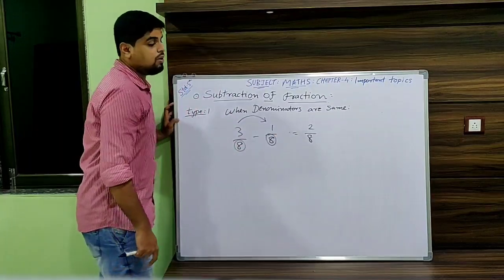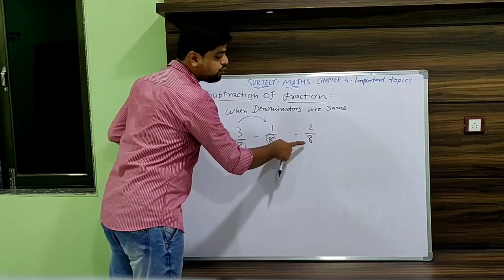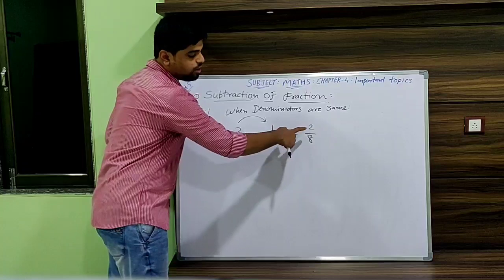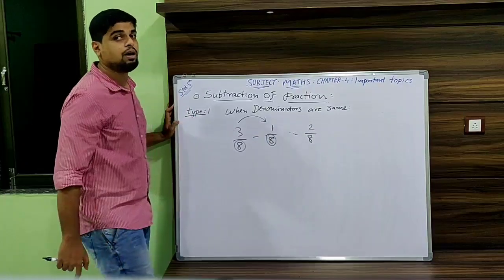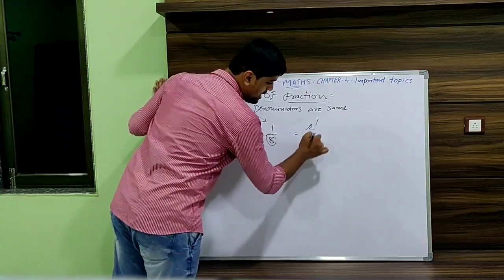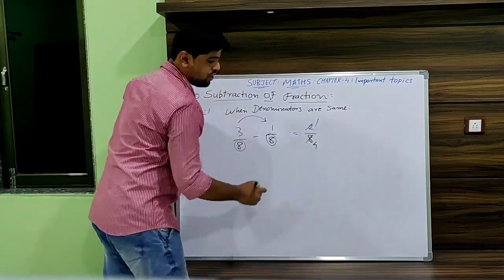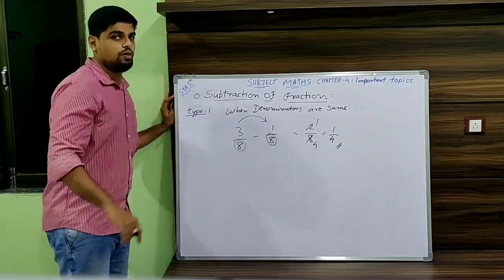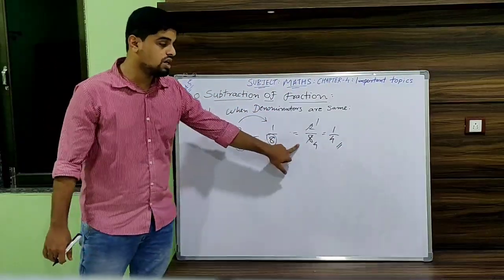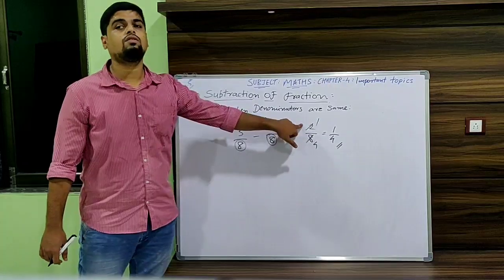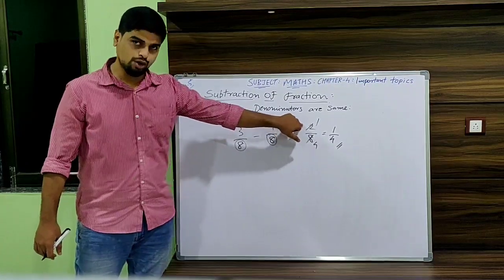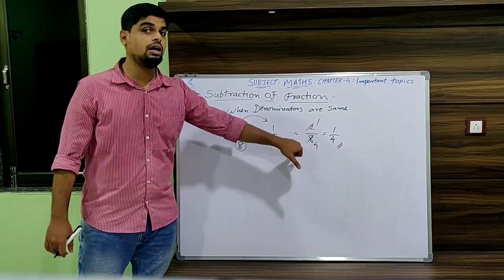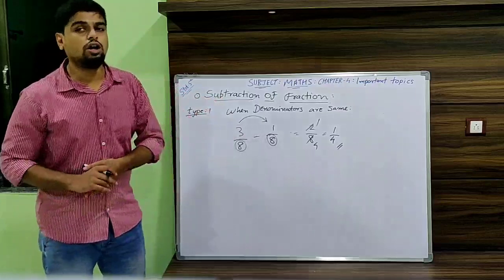Now we have to see whether the simplest form of 2 by 8 is possible or not. Yes, it is possible. Both the numerator and denominator come in the table of 2. 2 1s are 2, 2 4s are 8. So our answer is 1 upon 4. You have to always do this. At the end you have to see whether the simplest form of the fraction is possible or not. And how to find the simplest form? We have to see whether numerator and denominator both come in the same table or not.